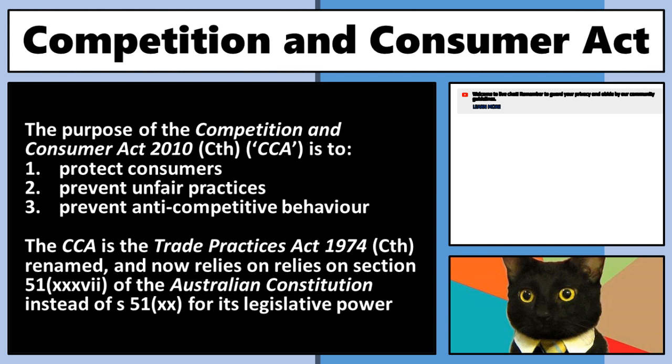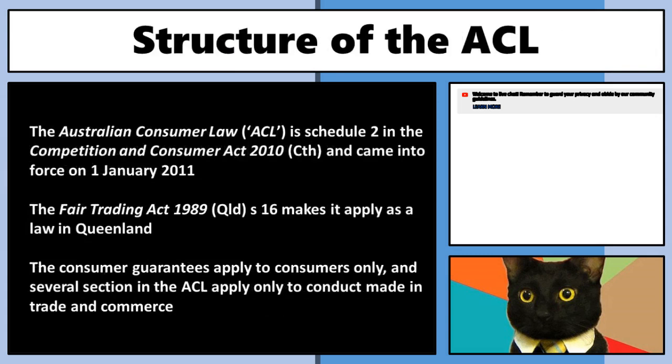And so what happened as a result, when the ACL came in place to make it uniform across Australia, they literally asked all the states if they could refer their powers to the federal parliament to do this. And so Section 16 of the Fair Trading Act in Queensland says the Australian Consumer Law, which is Schedule 2 of the Competition and Consumer Act 2010, is now a law of the state of Queensland.